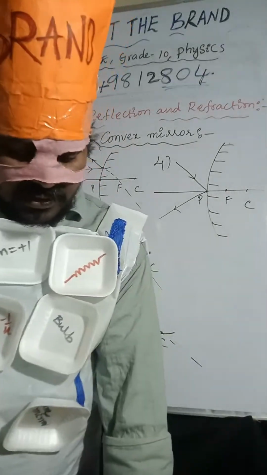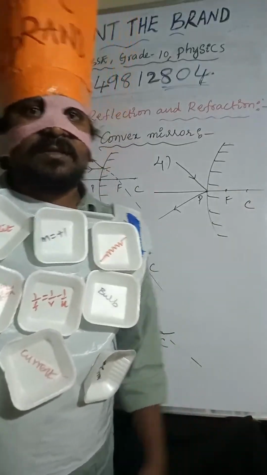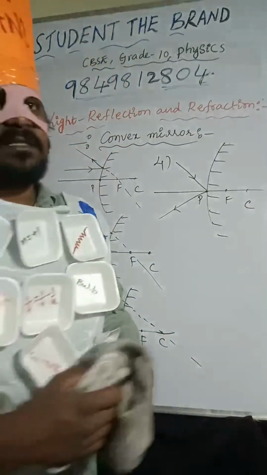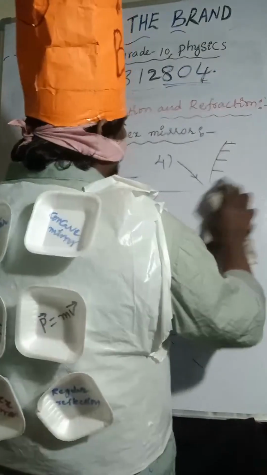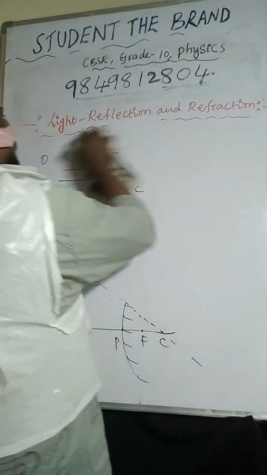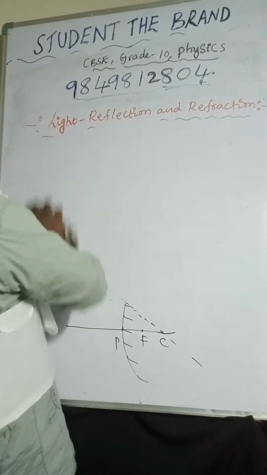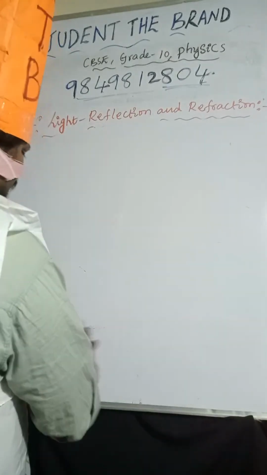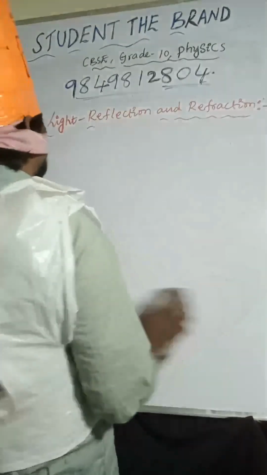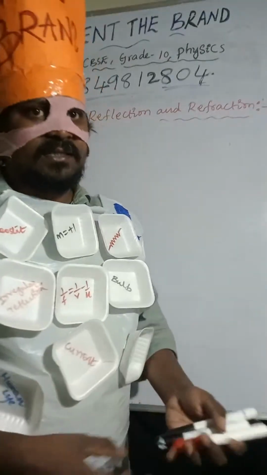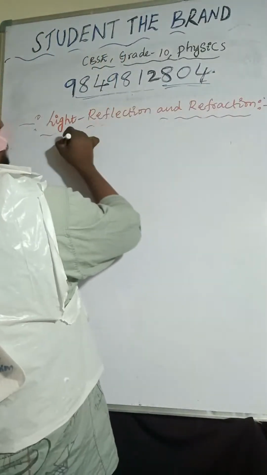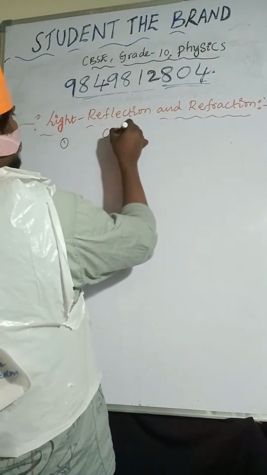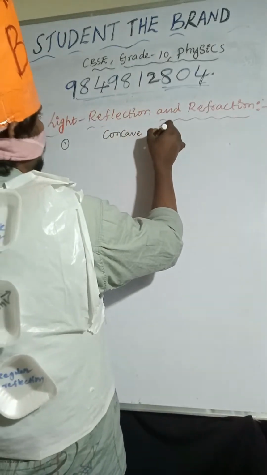Next, we will discuss image formation. Image formation of the concave mirror, then image formation of the convex mirror. After that, we will discuss lenses. So first, I'm taking image formation for the concave mirror.